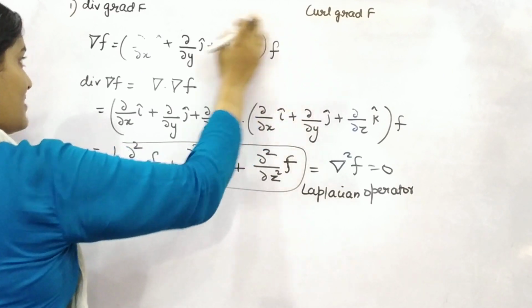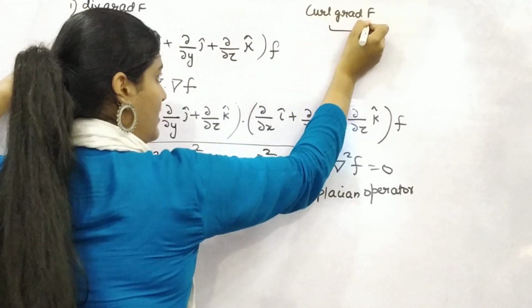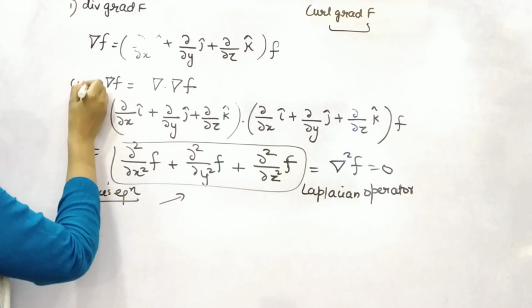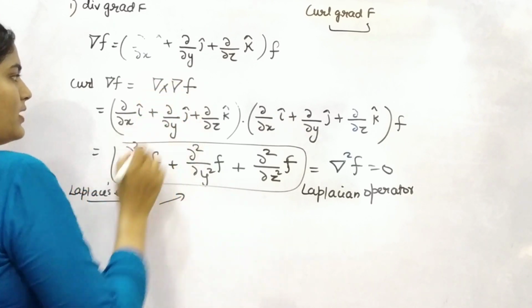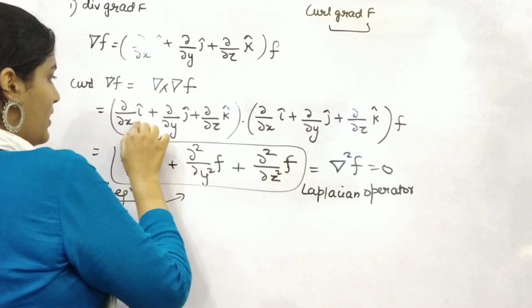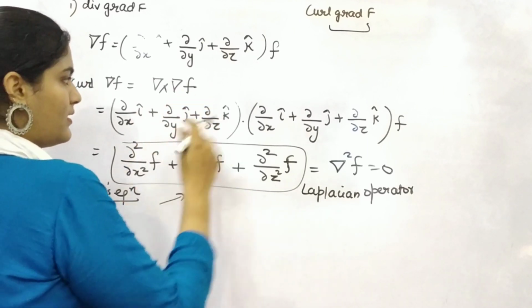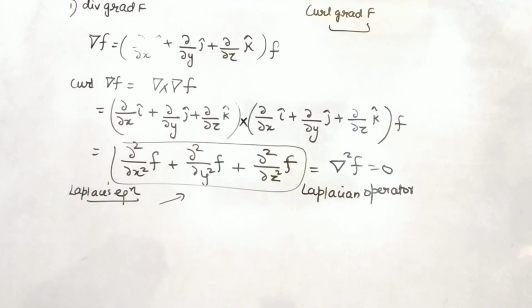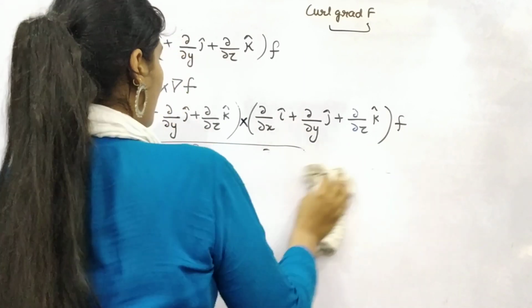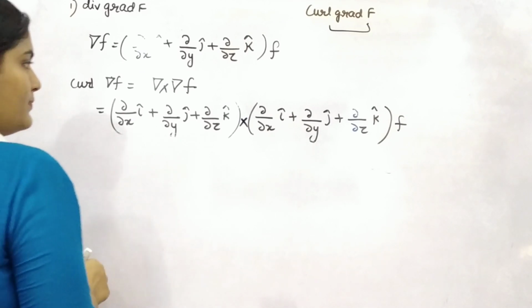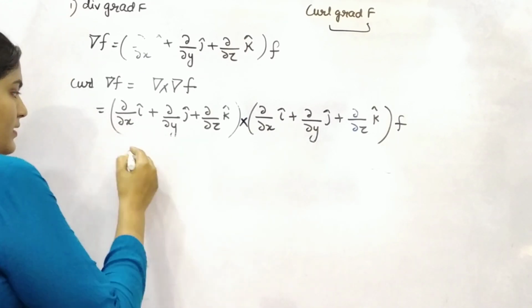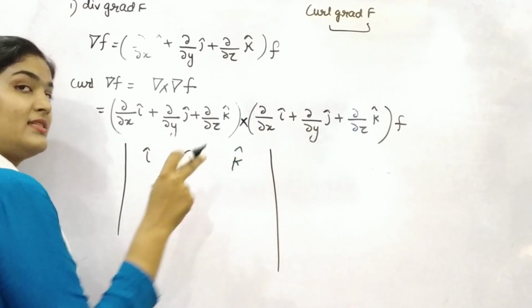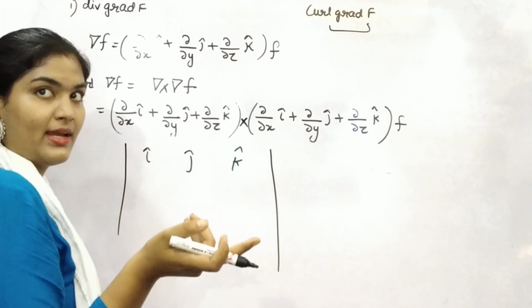So curl is nothing. You have already found out the gradient of f, right? Now for curl, you need to take the cross product, correct? So now this is your del, this is your cross. How can you find the cross of this? Let's find out. The curl will be i, j, k. I discussed this in our last video, right? You can check it out.